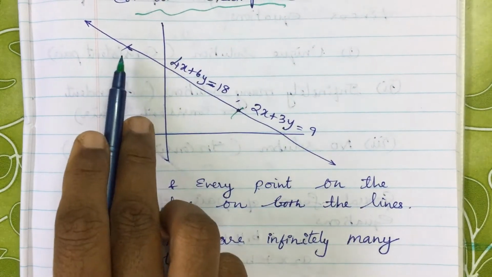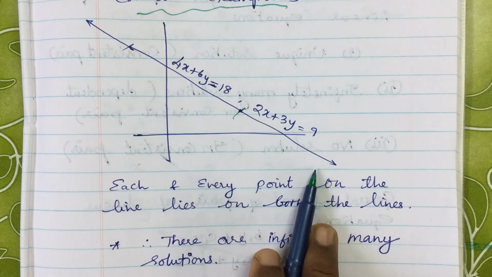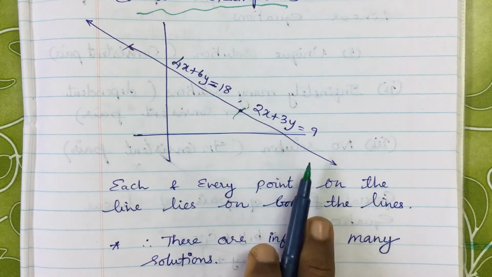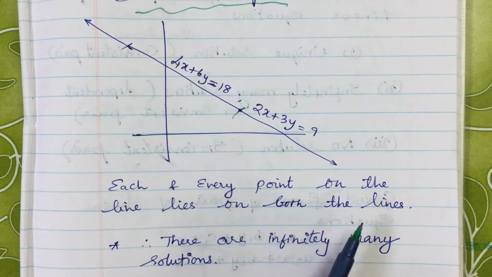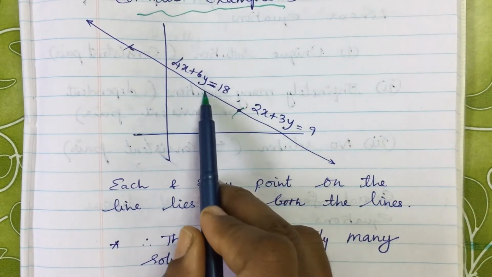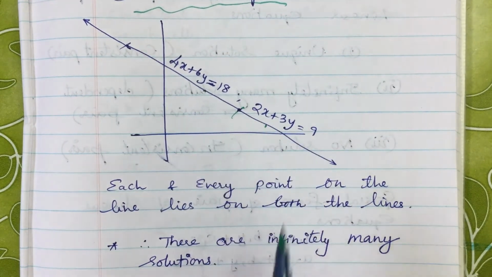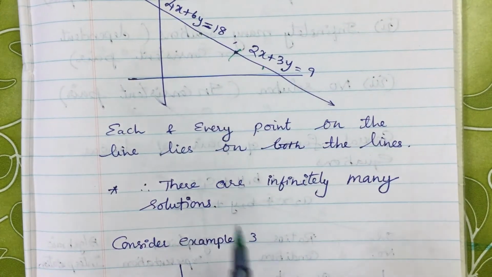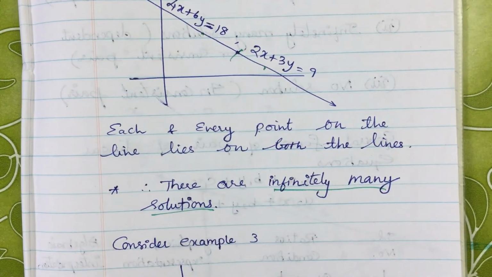As I said, one line will have an infinite number of points, another line will have an infinite number of points. Since these two lines coincide with each other, each and every point lies on both the lines. Why? Because they coincide with each other. If you take some point here, that point will lie on both the lines. If you take some point here, this point also lies on both the lines. So finally, you will have infinitely many solutions for a given pair of lines which coincide with each other.